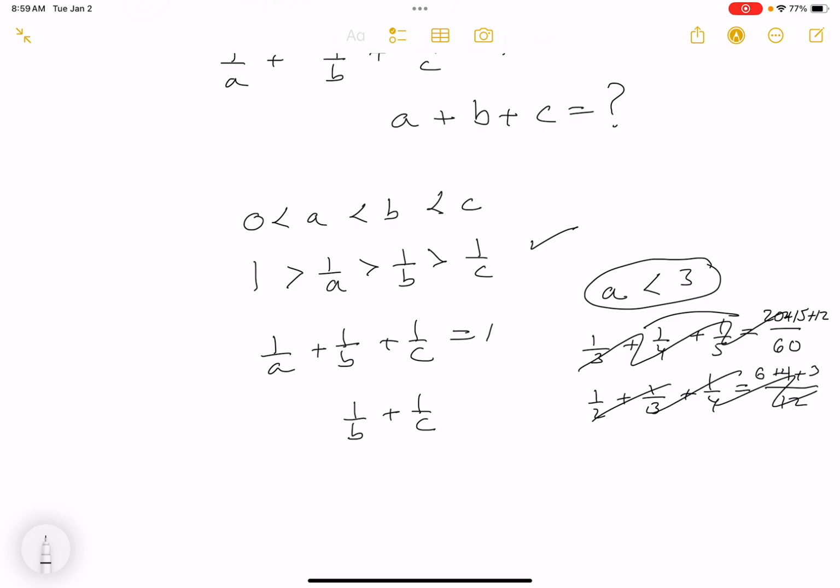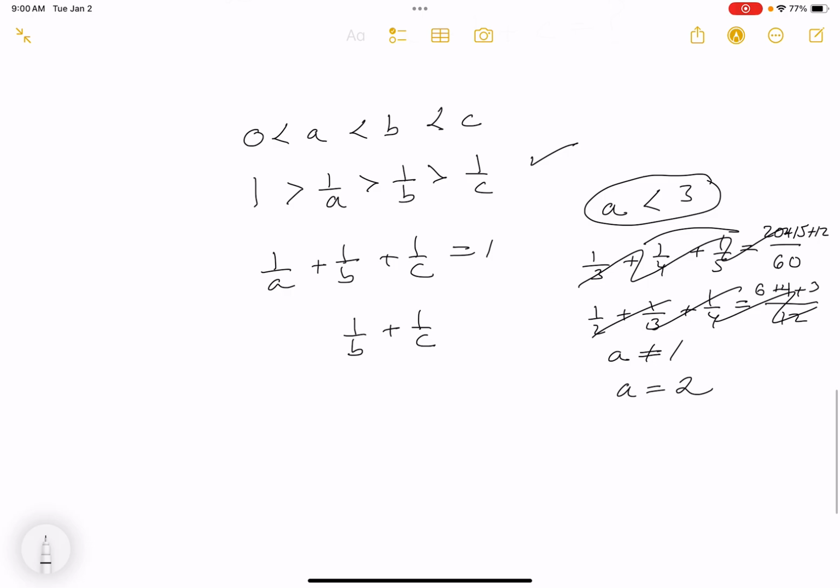So the A couldn't be 1, because then 1 over B plus 1 over C would have to be 0. The only possibility now is that A could be 2. Let me write this over here. We get 1/2 plus 1 over B plus 1 over C is equal to 1, which means 1 over B plus 1 over C is equal to 1/2.